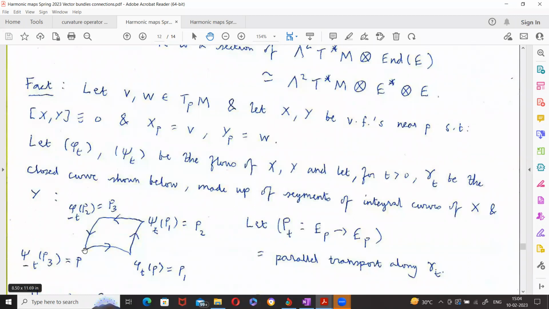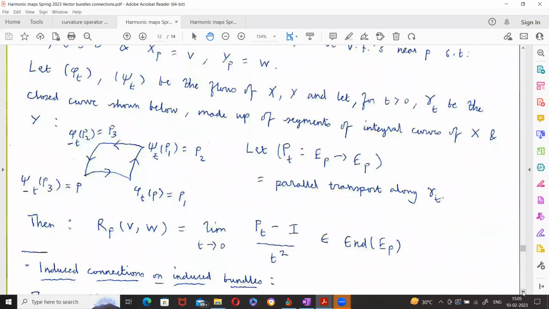Is that clear? So I get a closed curve, right? Now I can do parallel transport along this closed curve, right? So I parallel transport along this segment from P to P1, then from P1 to P2, then from P2 to P3, and then from P3 back to P. So that will give me an endomorphism of the fiber at P, right? So let me call that P sub T. So this goes from the fiber EP to itself. Okay. This is parallel transport along this closed curve, gamma T. Is that clear?